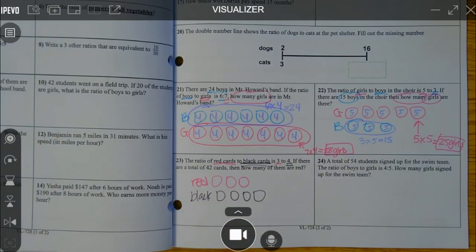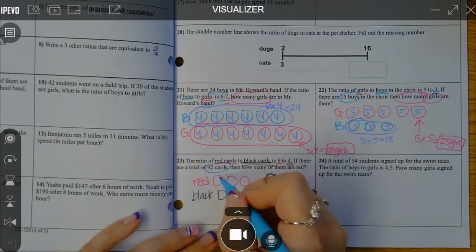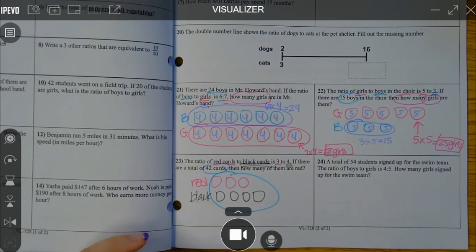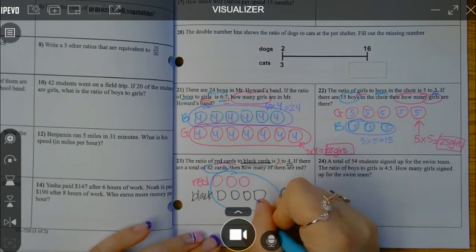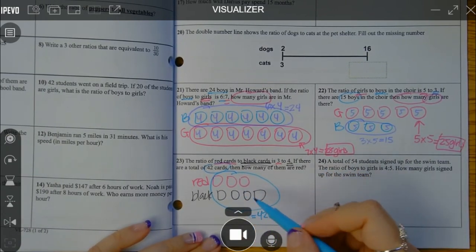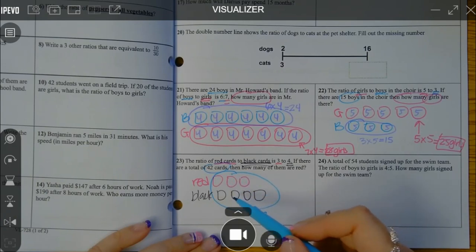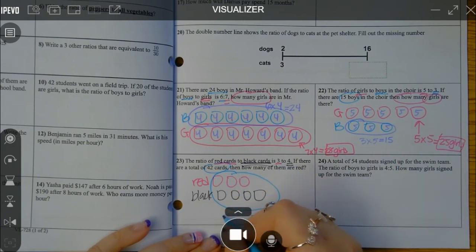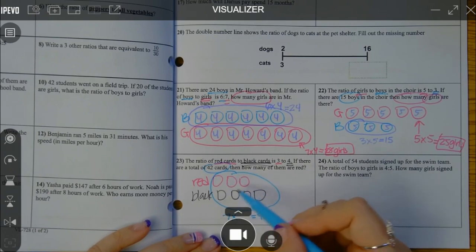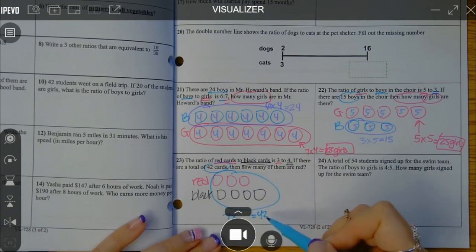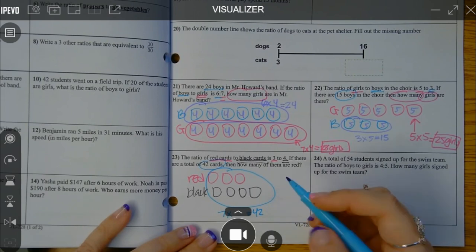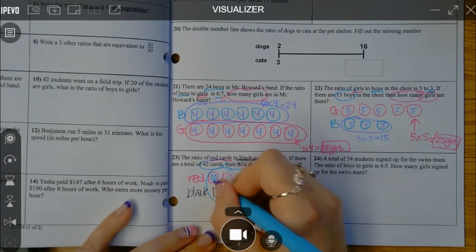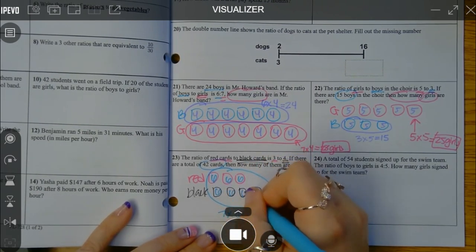Now it's saying there's a total of 42 cards. So what is 42 talking about, the red or the black? Neither. It's not just the red or the black. It's actually all the boxes. It's both of them, right? So all of those boxes equal a value of 42. How many total boxes are there? There's 1, 2, 3, 4, 5, 6, 7, because 3 plus 4 is 7, right? So how much is each one worth to get a total value of 42? Well, 7 times what is 42? 6. So each of these boxes is worth 6.